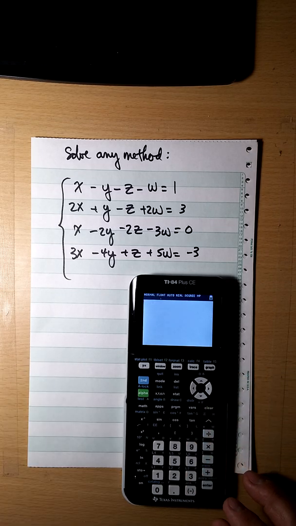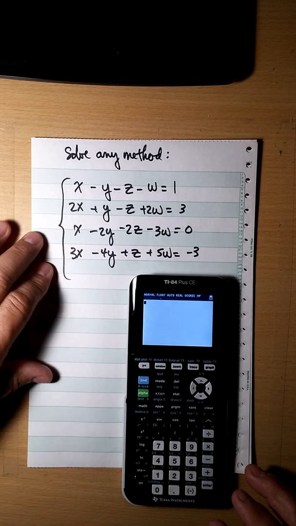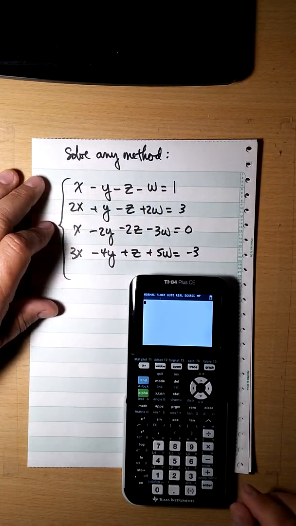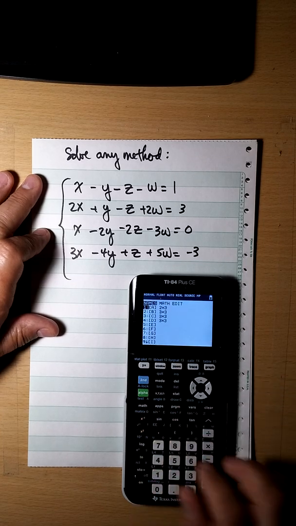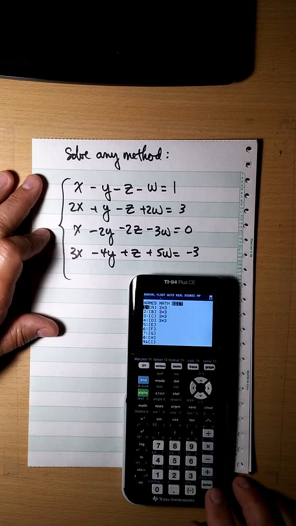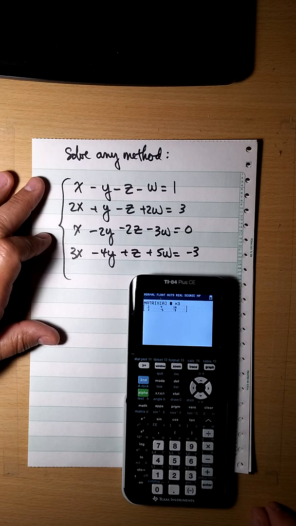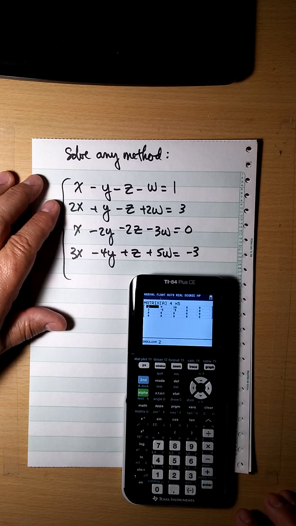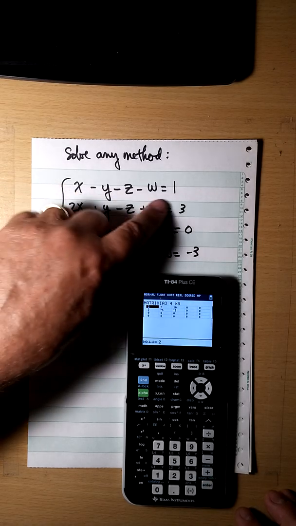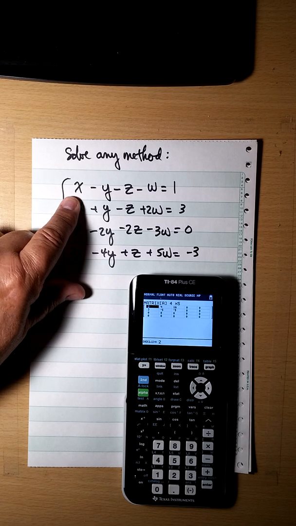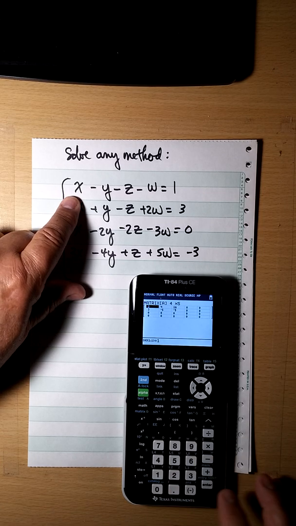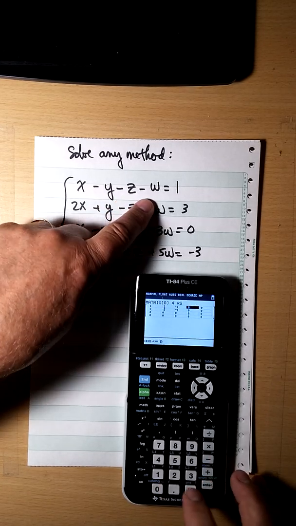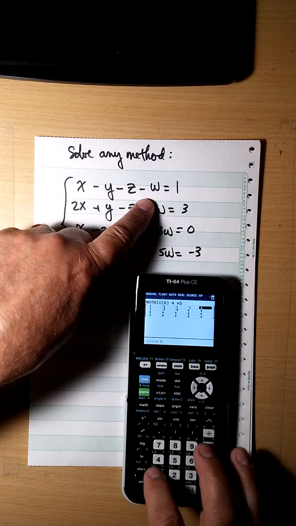So, how do you set this up? Well, this would be 4 rows, 5 columns. Get into the matrix, go over to edit. I always use A unless I need it for something else. 4 rows, 5 columns, and now you've got this huge matrix. Remember, it goes across the row, and anything not there is really a 1, right? So it's 1, negative 1, negative 1, negative 1, and 1.